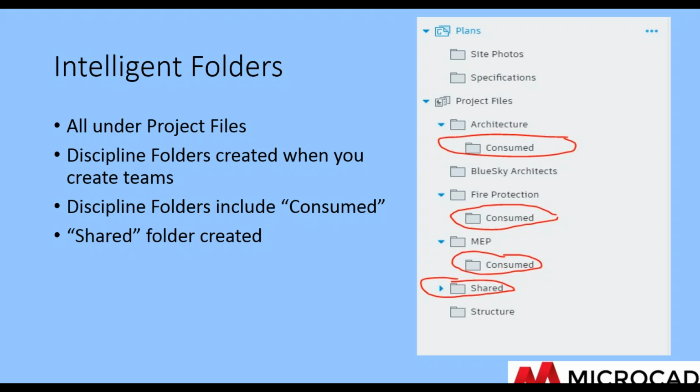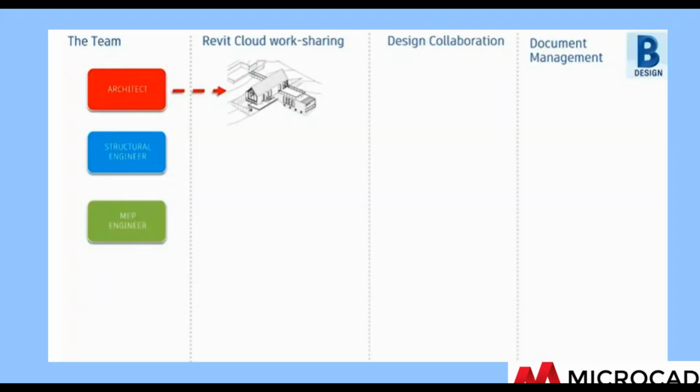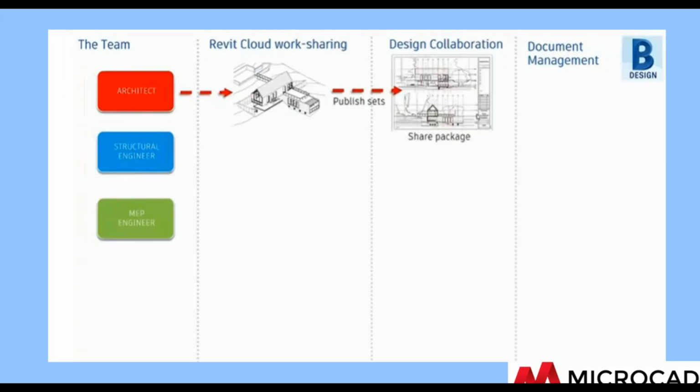Let's do an overview of the capabilities of design collaboration. We'll get into the specifics later. Cloud work sharing allows multiple users on a team to simultaneously work on the single central file. Design and then sync to central. This concept is nothing new for Revit users. What's new is keeping the central file on the cloud.